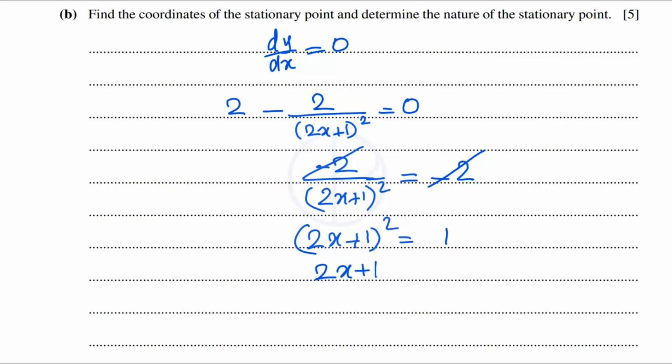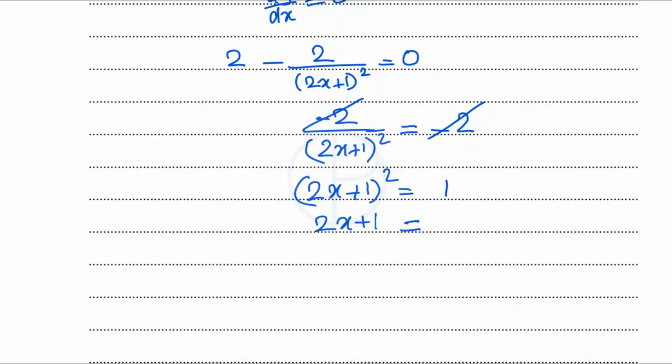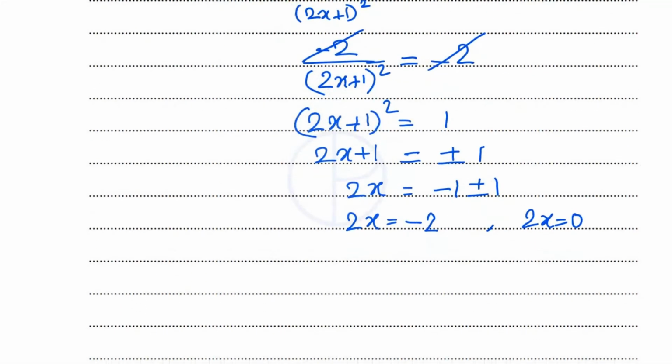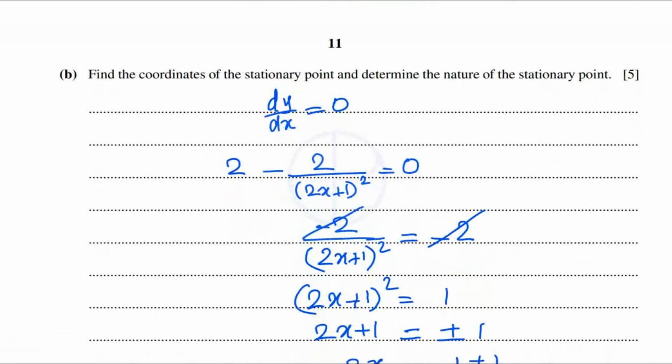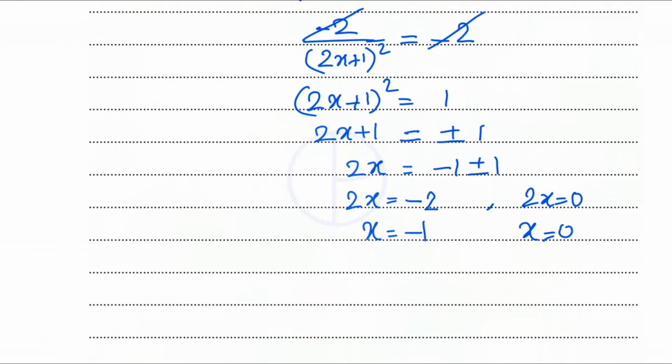Take square root on both sides, we get 2x plus 1 equal to plus or minus 1. So what is 2x? When the 1 goes to the other side, it will become negative 1, negative 1 plus or minus 1. So 2x will be negative 2 or 2x will be 0. So x will be negative 1 or x will be 0. It's given x is greater than negative 1 over 2. Okay, so we got two solutions, x is negative 1 and x is 0.